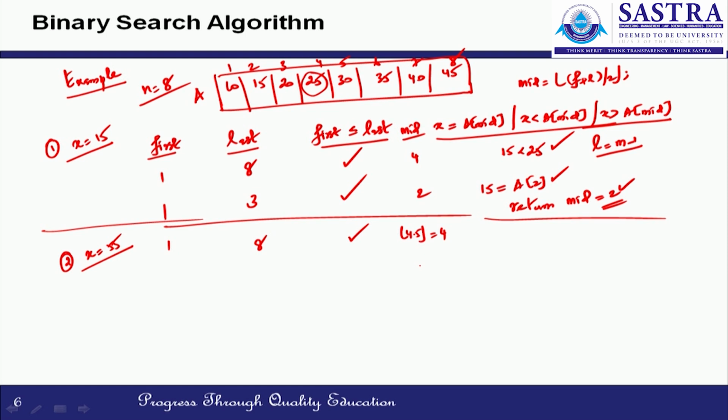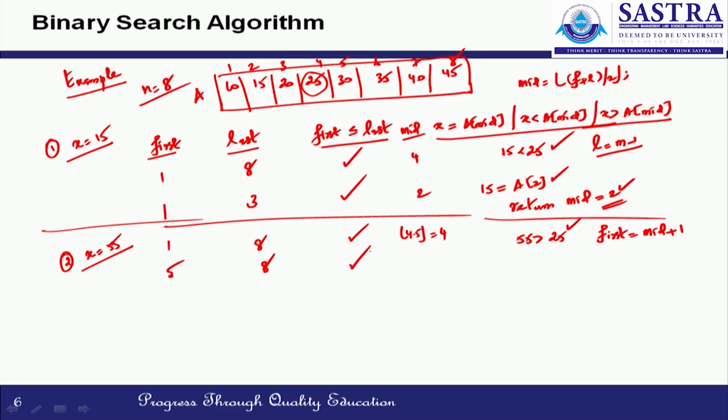X is less than a of mid? 55 is not less than 25. 55 is greater than a of mid, that is 25. Condition is true. In this case, the variable first is updated. What is first? First is updated to mid plus 1. So updating first as mid plus 1, 4 plus 1, 5. Last remains 8.